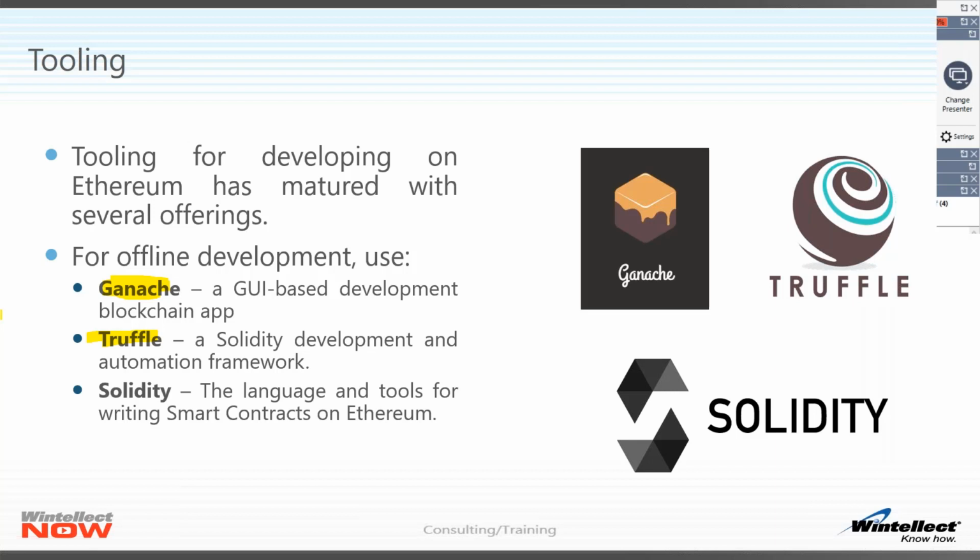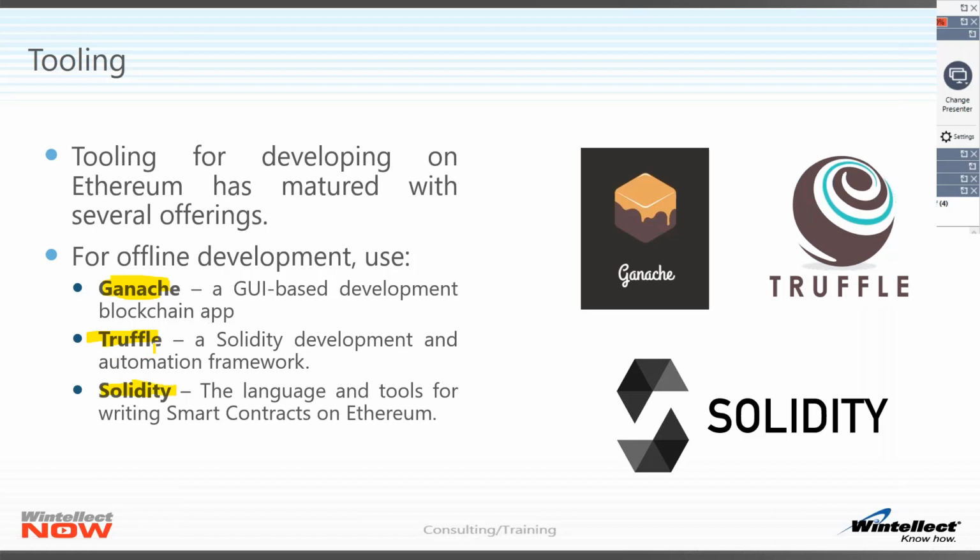Ganache is a really nice tool because it's a GUI-based blockchain, so you can get data quickly without having to run a bunch of CLI commands and see visually what's going on inside your blockchain. And then Truffle is a nice framework. It's a CLI tool, but it's useful for creating smart contracts and also working with smart contracts and the software development process that goes around building smart contracts with the Solidity language. And then Solidity is the language and tools for writing smart contracts on Ethereum.